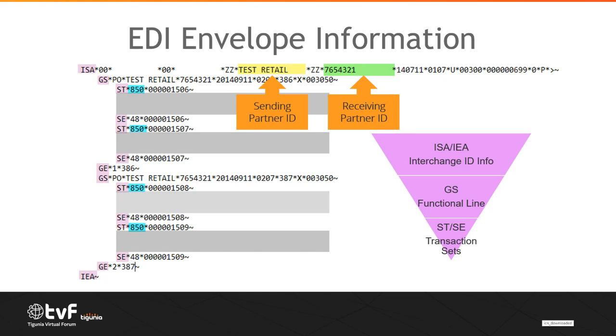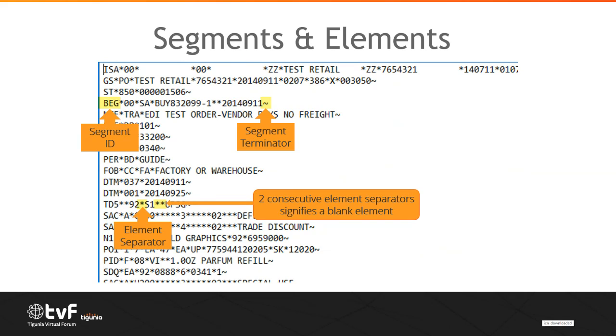If we go down to the next level, segments and elements. Here we can see that the first three lines, I didn't put the indent on this example, are the ISA, the GS, and the ST. Now, everything underneath the ST and before the SE, the first thing you see is the segment ID. And the last character at the end of every segment is a segment terminator.